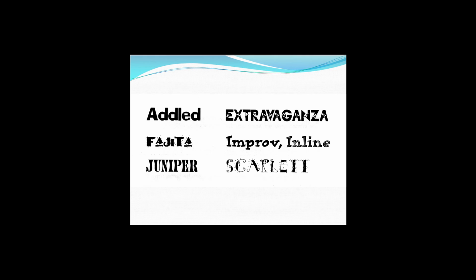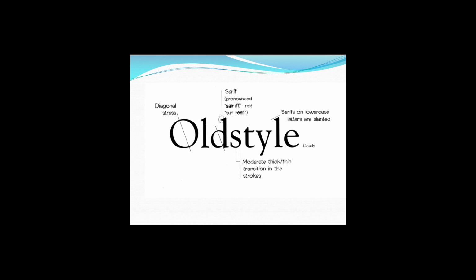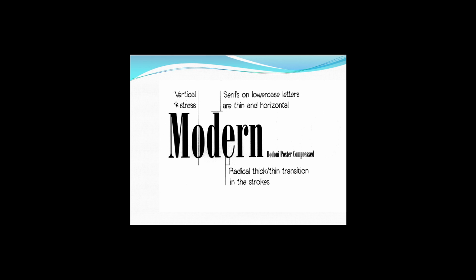And let me go over them one more time, and you can download this PowerPoint and take a closer look at it. Old styles have the horizontal slanted serifs, diagonal stress, moderate thick-thin transitions. The next category is modern. They have radical thick-thin transition, horizontal skinny serifs, and vertical stress.